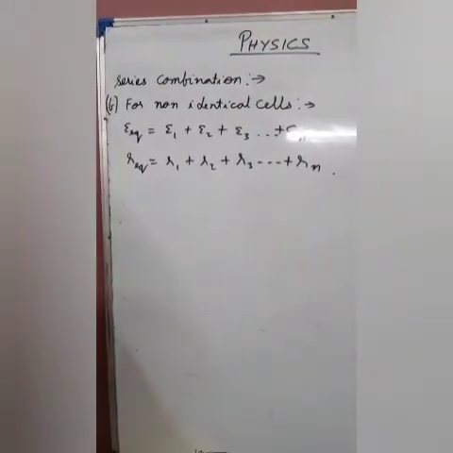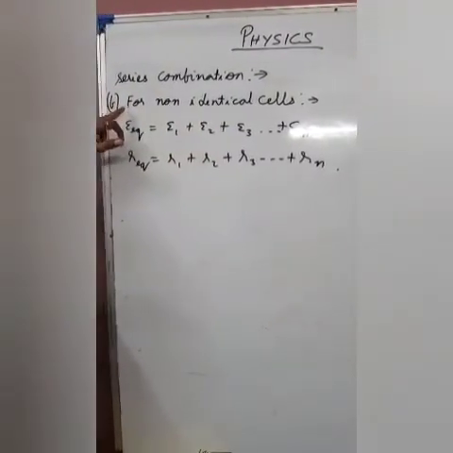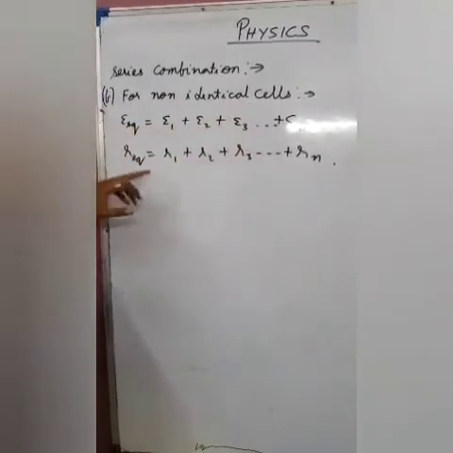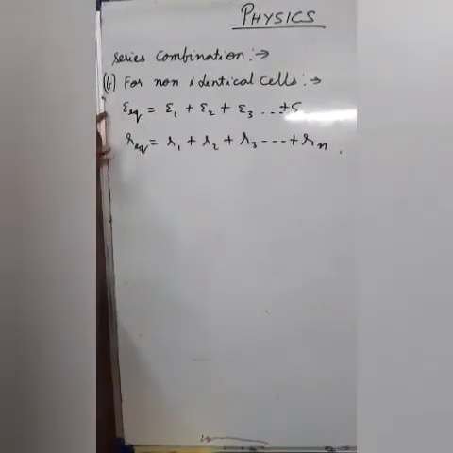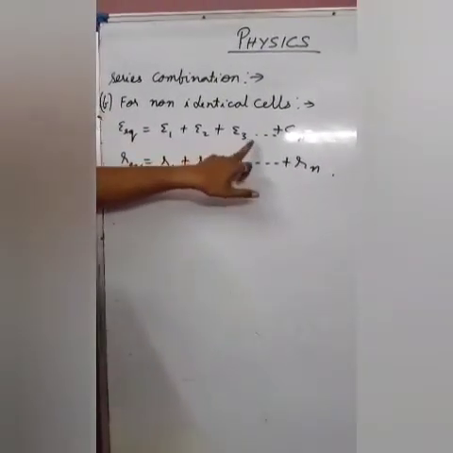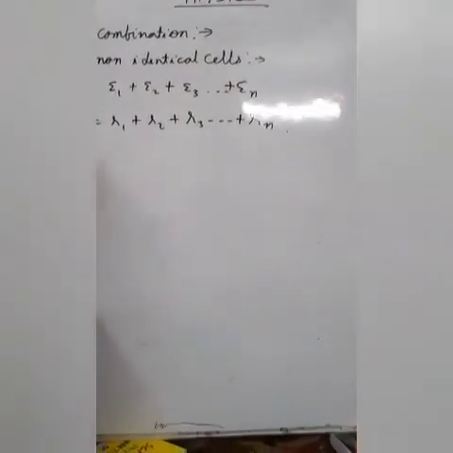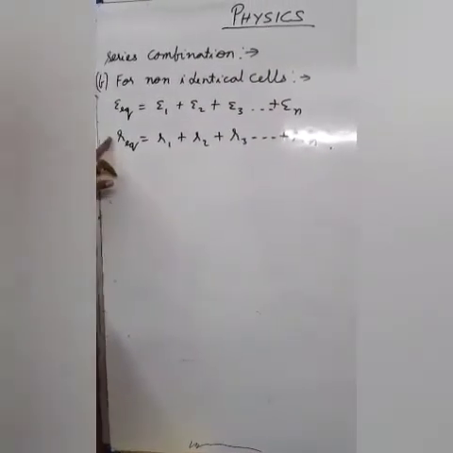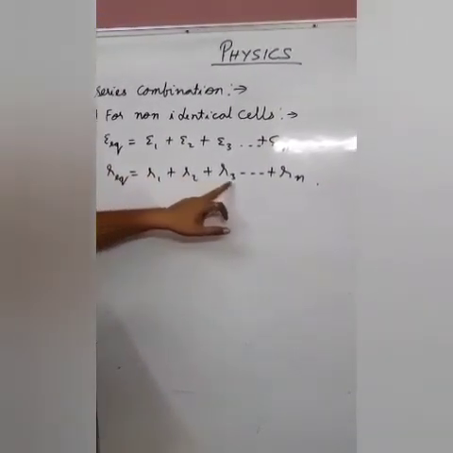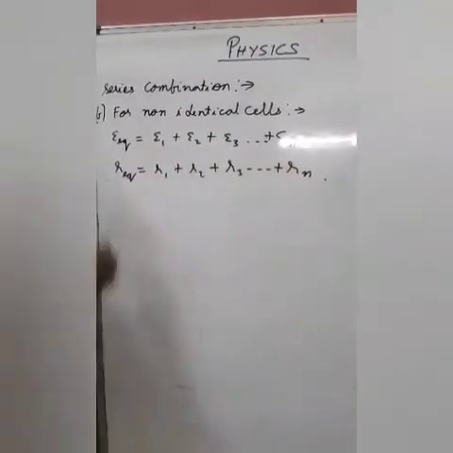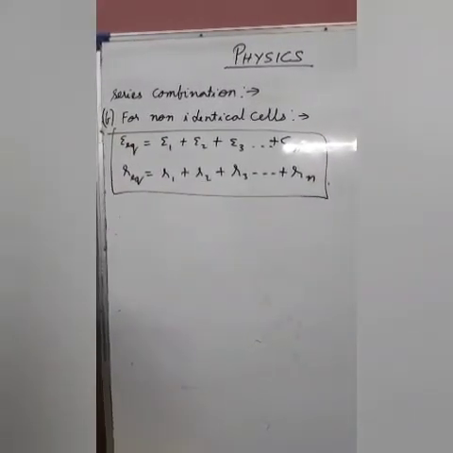Now in case of non-identical cells, the previous case that we did was for identical cells. Now this is for non-identical cells. Only a small change would be there. Our equivalent EMF would not be nE. Instead of that, we'll write E1 plus E2 plus E3, and if there are n number of cells, then plus En. And for internal resistance, our equivalent internal resistance, instead of nr, it would become r1 plus r2 plus r3 and so on till rn. So this is the only change in the derivation. Rest everything would remain the same.